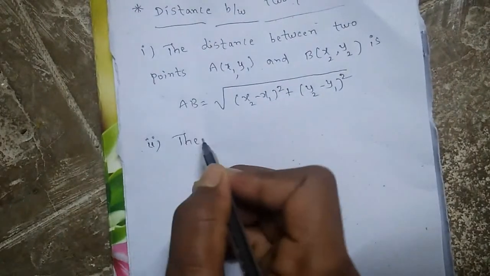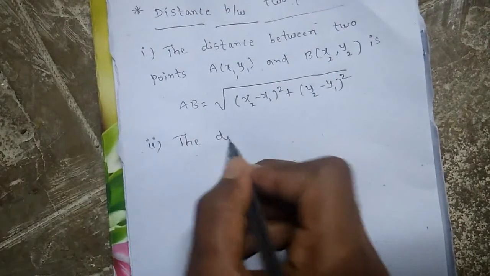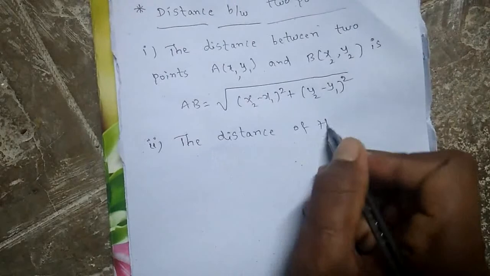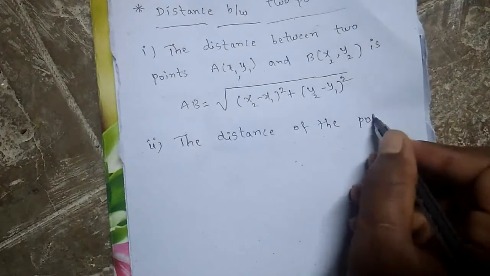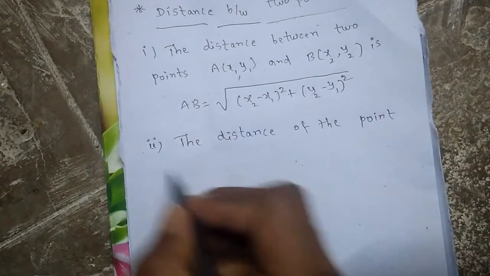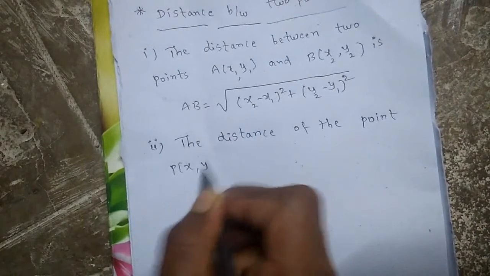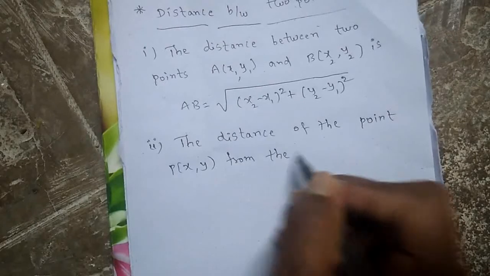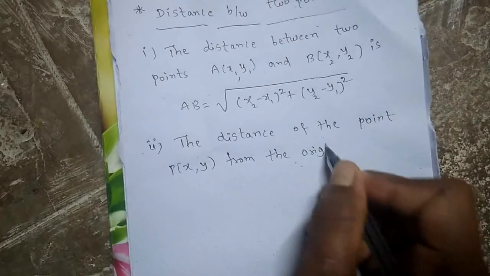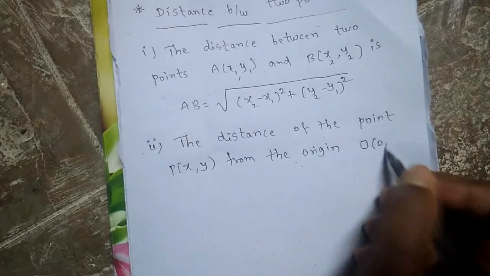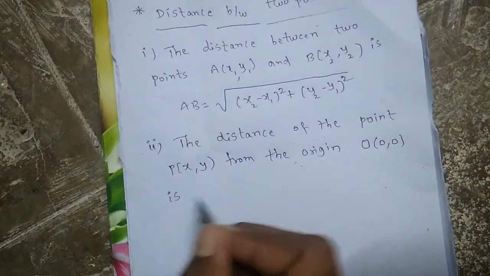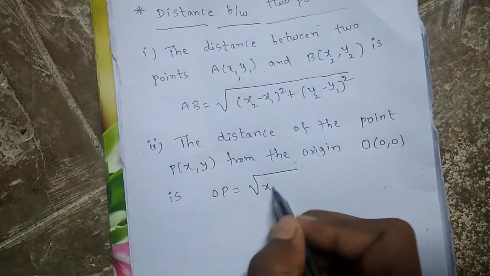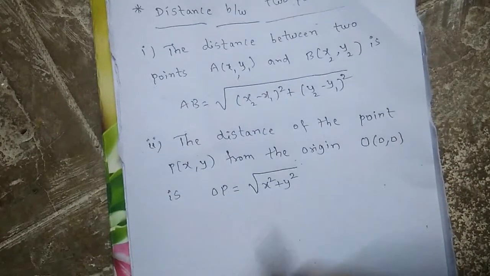Second point, the distance of the point P (x, y) from the origin capital O (0, 0) is OP is equal to root of x square plus y square.